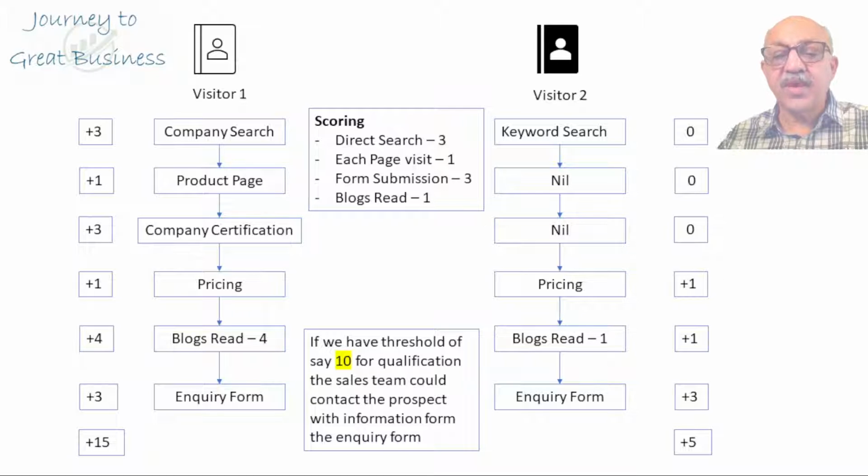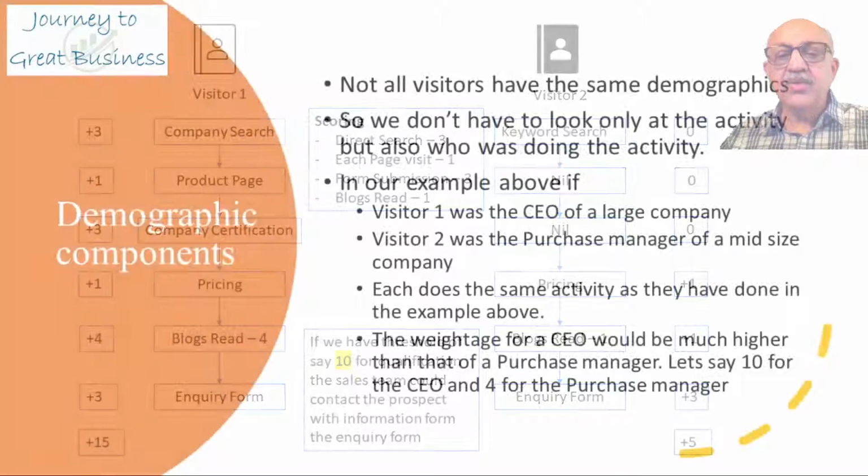If we score visitor 2 for all the things that he has done, we get a score of 5. Now, let's say, for example, in the company, we say that any lead score below 10 is not a hot lead for us, and any lead above 10 is a hot lead for us. Then visitor 1 would become a hot lead, and visitor 2 would not be a hot lead. This is how we are able to use the behavior of a customer in order to get to the lead score. Now let's look at the demographics.